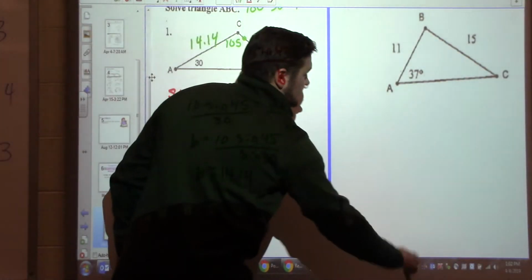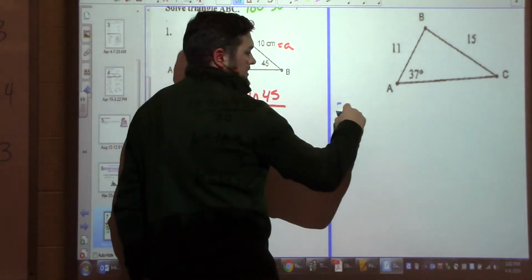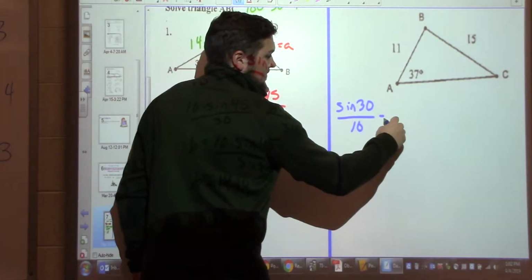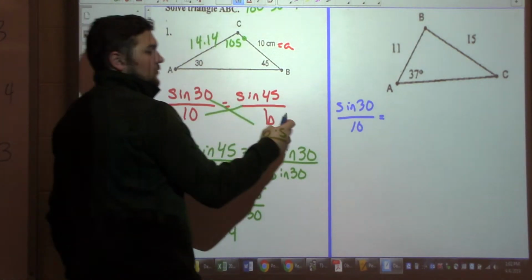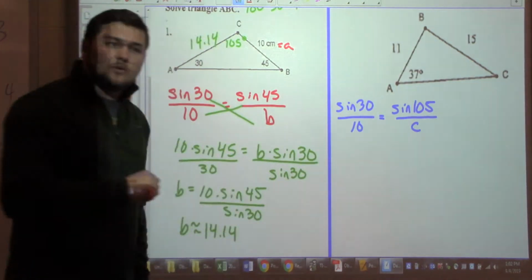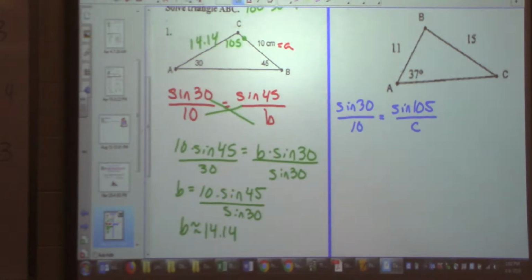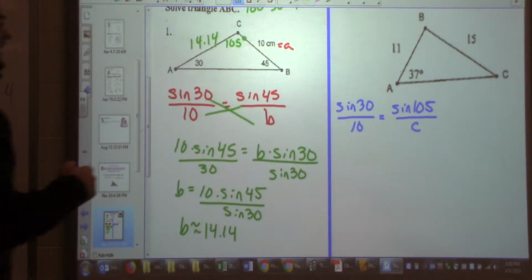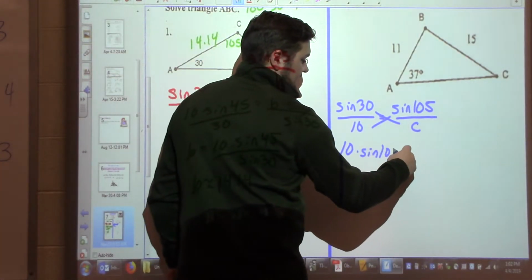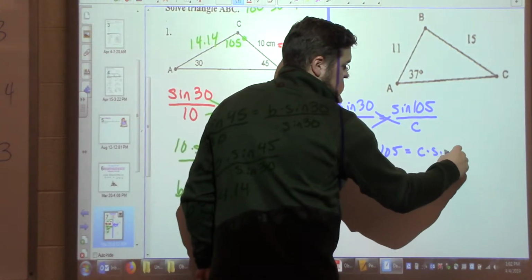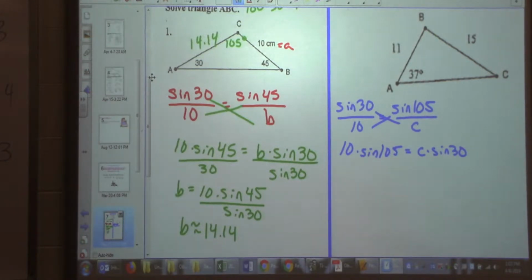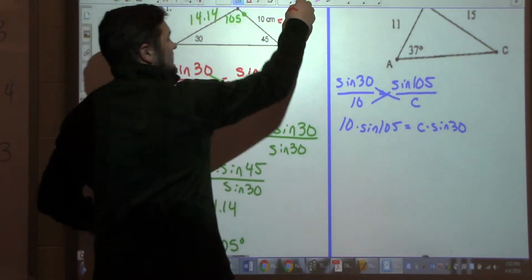Right? So let's set that one up. I'm going to do it over here. I'll erase it. So sine of angle A, sine of 30, over side A, which is 10, equals sine of 105 over side C. Right? We're looking for side C. So, cross multiply and solve it. 10 times sine of 105 equals C times sine of 30. And same thing, divide by sine of 30 to get C by itself.